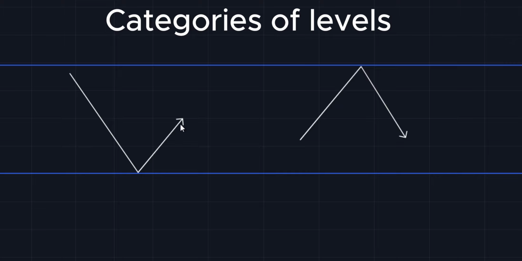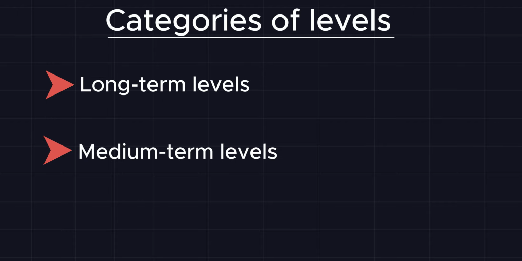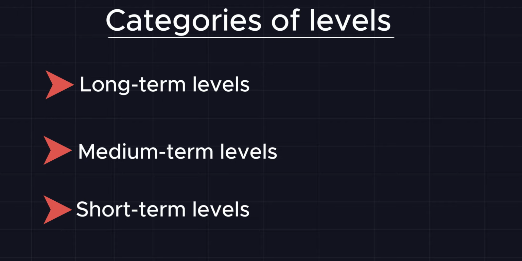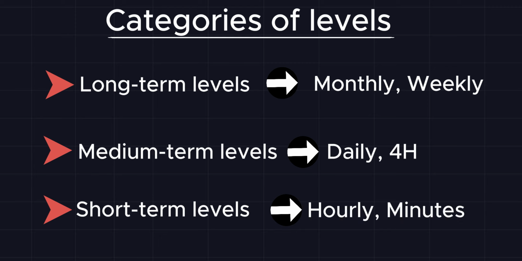So these are the categories. The first category is the long-term level. The second one is the medium-term level. And the last one is the short-term level. The long-term levels are the levels that I draw from the monthly and the weekly time frames. The medium-term levels are the levels that I draw from the daily and usually the 4-hour time frame. And lastly, the short-term levels are the levels that I draw from the hourly and minute time frames.